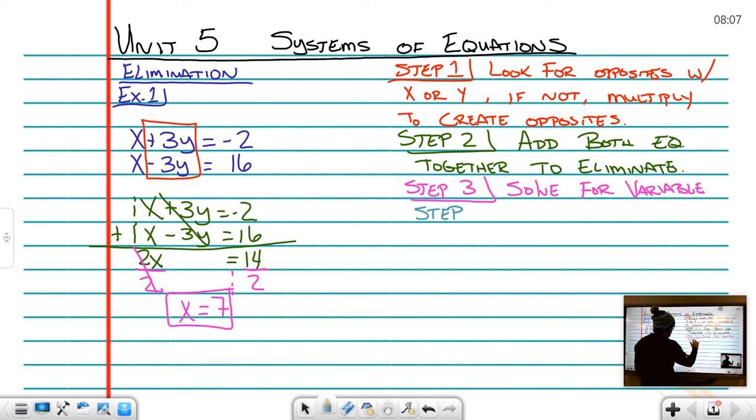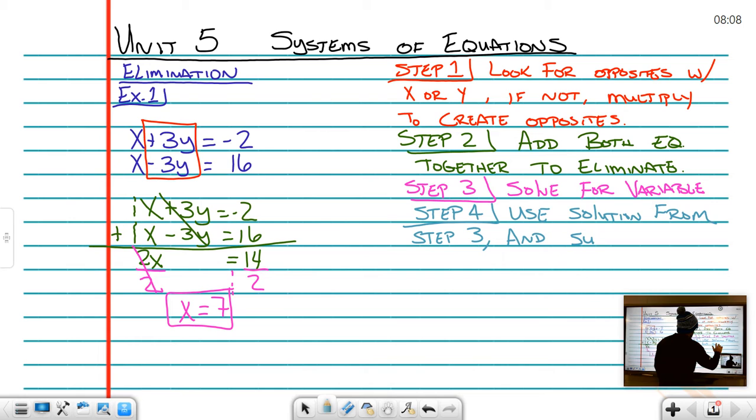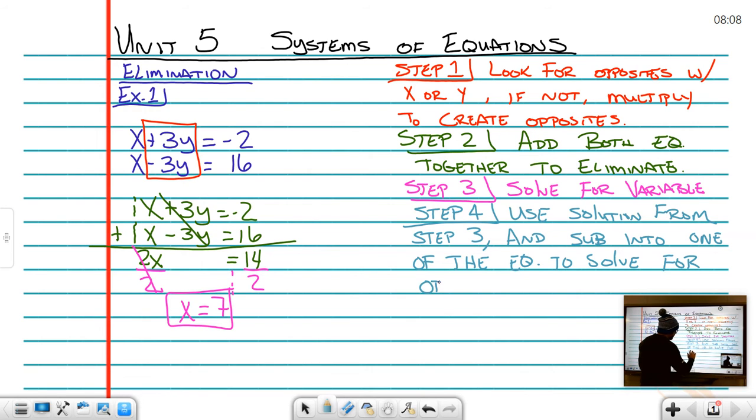Step 4, we're going to use the solution from step 3 and sub into one of the equations. So it doesn't matter which equation, all right? We can use either or. One of the equations to solve for the last variable. To solve for the other variable.